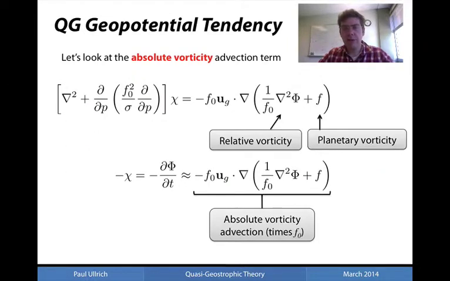So we have absolute vorticity advection as the dominant term in the quasi-geostrophic geopotential tendency equation, because for barotropic flows we anticipate there to be no differential temperature advection. So this equation then looks like a simplified form of the quasi-geostrophic geopotential tendency equation from earlier, and simply looks like geopotential tendency is evolved in accordance with advection of absolute vorticity times f0.